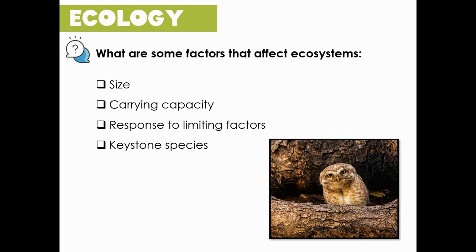Response to limiting factors. So limiting factors are anything that limits population size. This could be disease, predators in an area. This could be lack of space, lack of food, lack of water. So how organisms respond to these limiting factors is going to affect ecosystems.